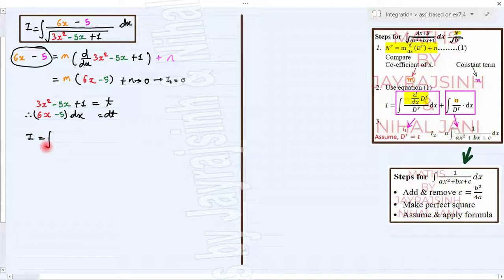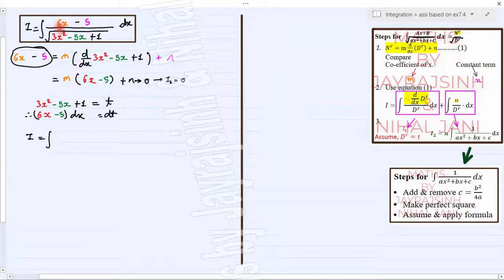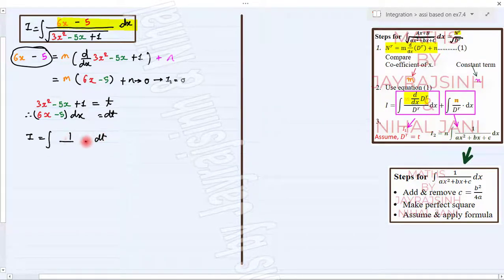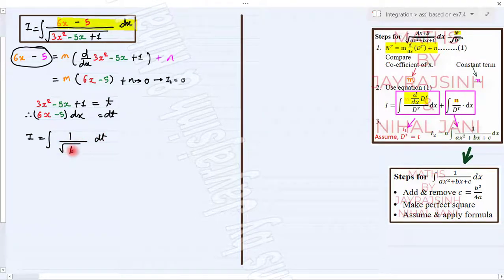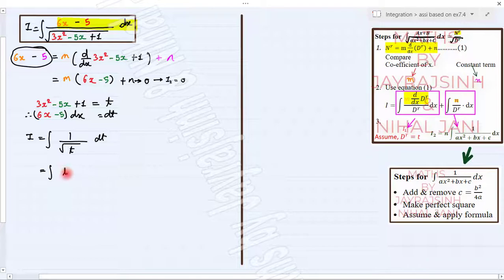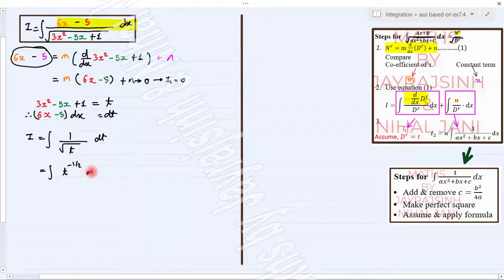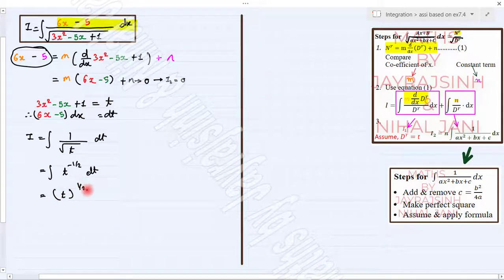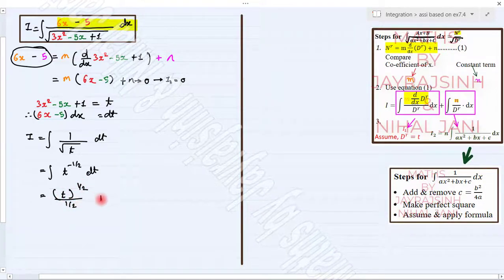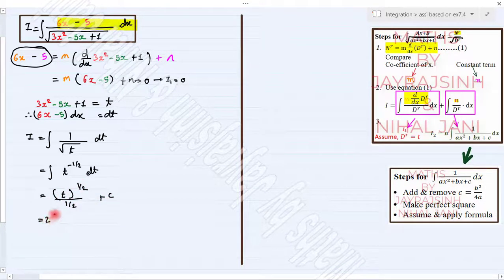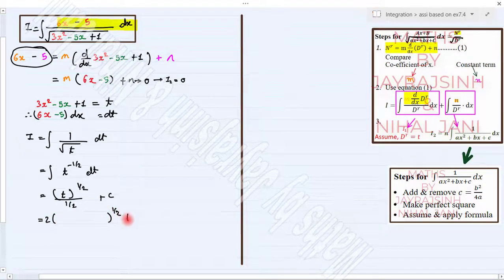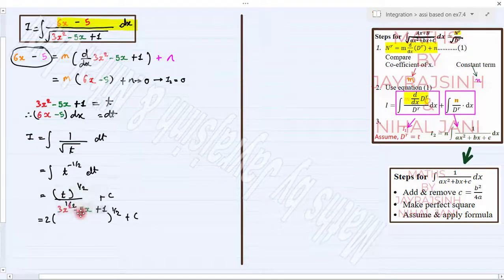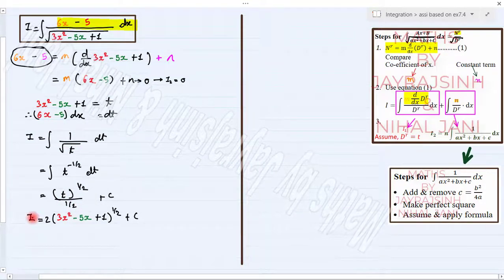So it will be simplified as this 6x minus 5 dot dx will be dt, and we have 1 upon under root of t, which is actually the integration of t raised to minus 1 by 2. So its integration is t raised to 1 by 2 upon 1 by 2 plus c, and to get the final answer we just have to substitute the value of t. So tada!